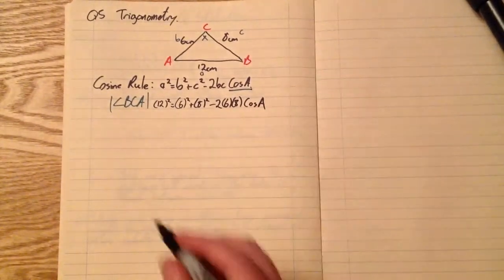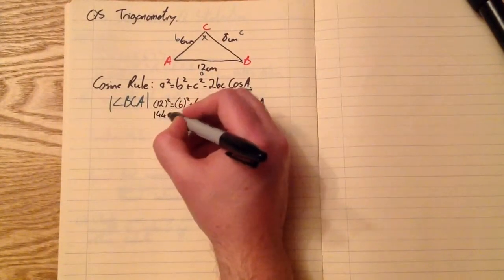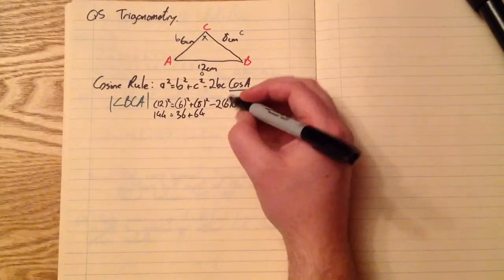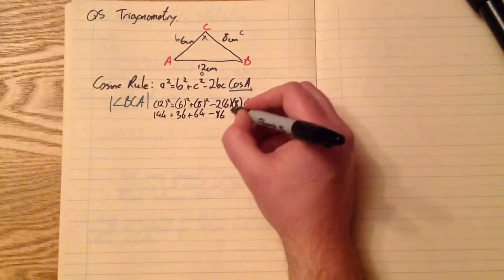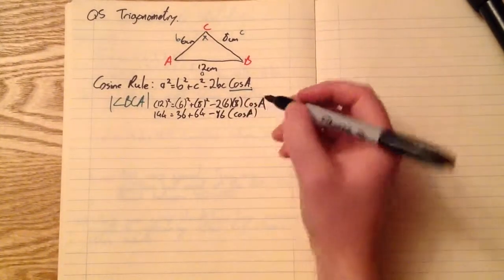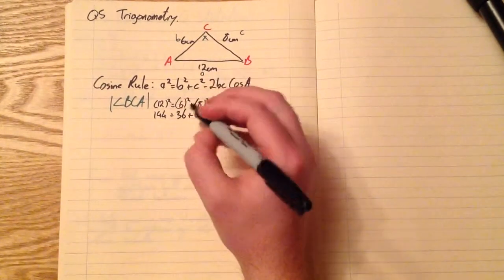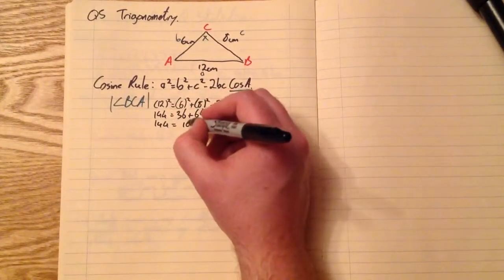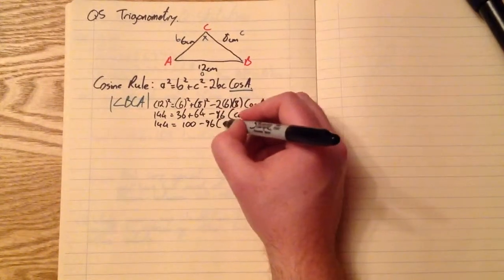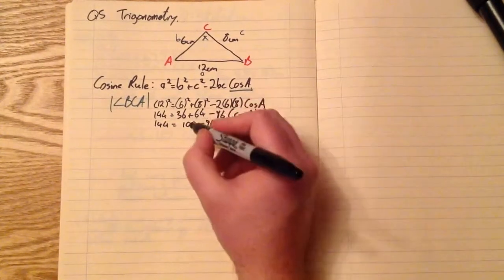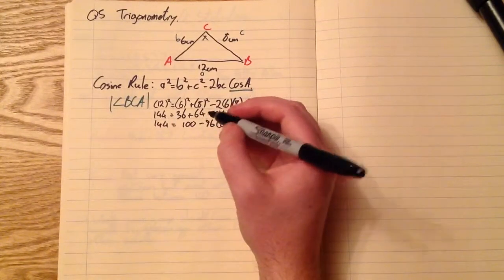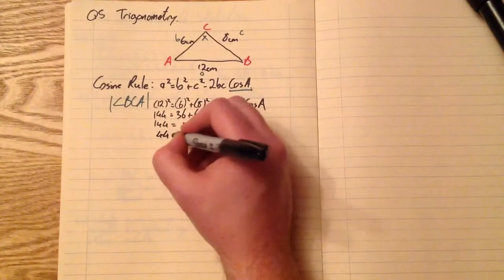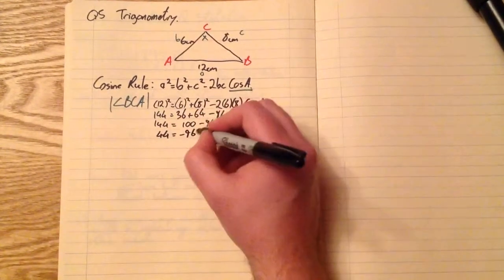So 12 squared is 144, 6 squared is 36, plus 64, minus 96, all multiplied by cos A. Let's work that out. 36 plus 64 is 100, so 144 is equal to 100 minus 96 times cos A. We can bring that 100 across, and we get 144 minus 100, which gives me 44, is equal to minus 96 bracket cos A.